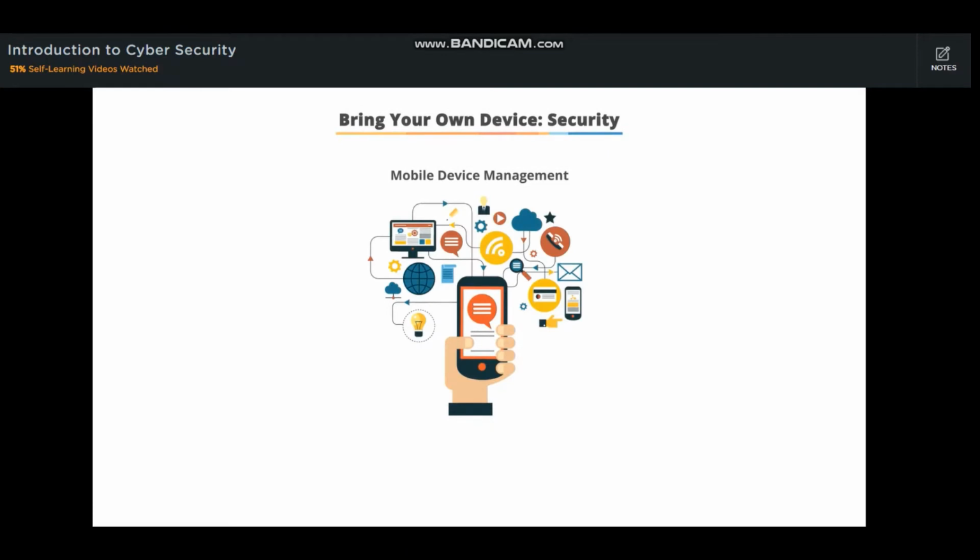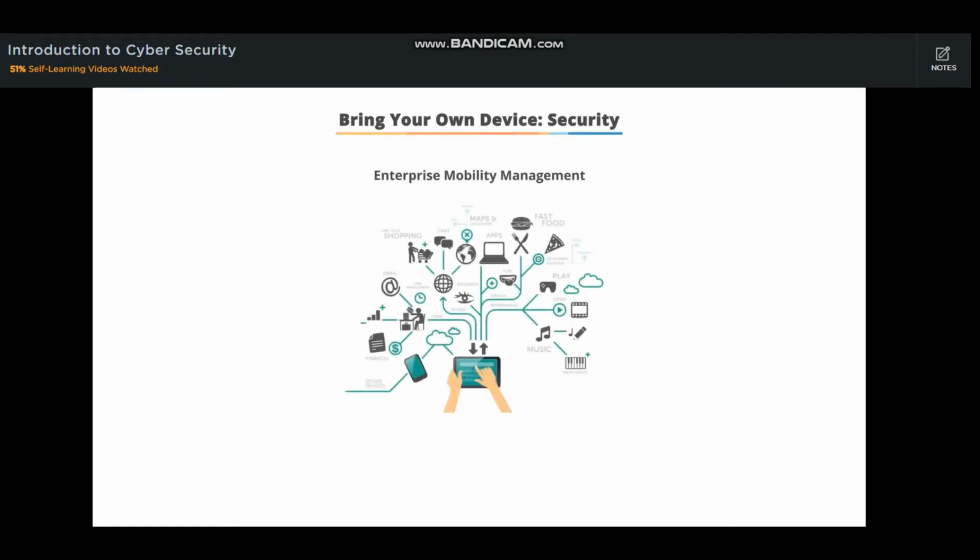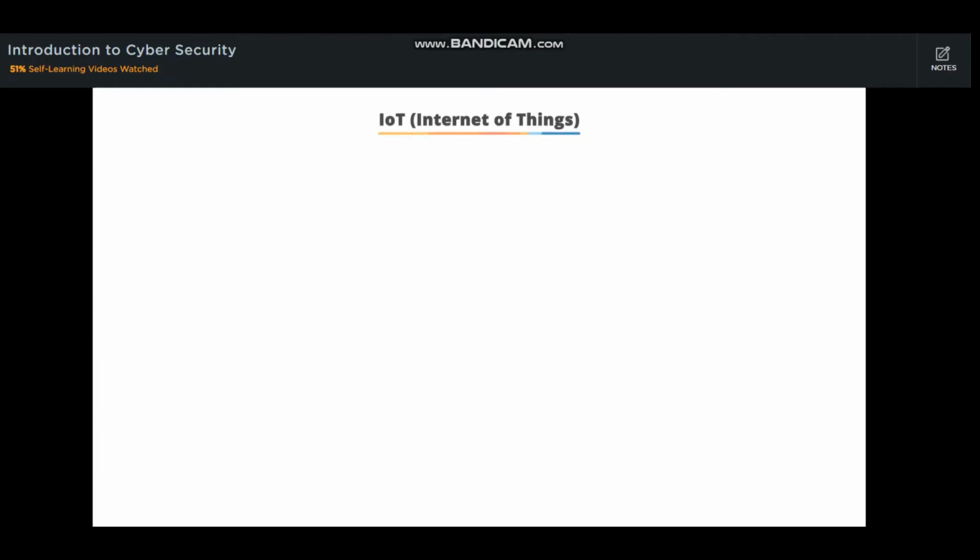Mobile device management is a type of security software used by an IT department to monitor, manage, and secure employees' mobile devices that are deployed across multiple mobile service providers and across multiple mobile operating systems being used in the organization. Enterprise Mobility Management, or EMM, is similar to mobile device management. The main difference is that mobile device management manages all the features of the device, while Enterprise Mobility Management manages the entire device.